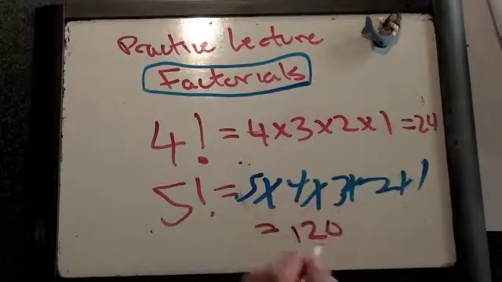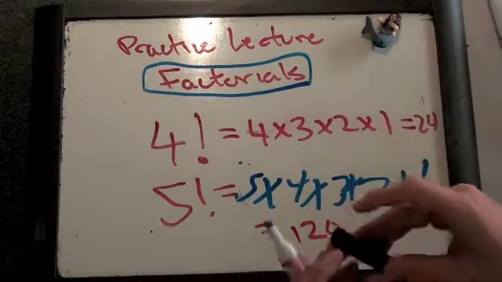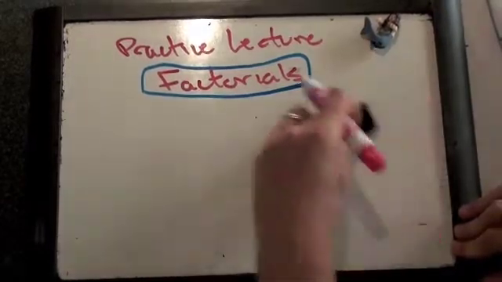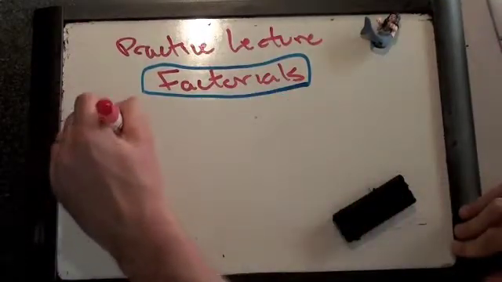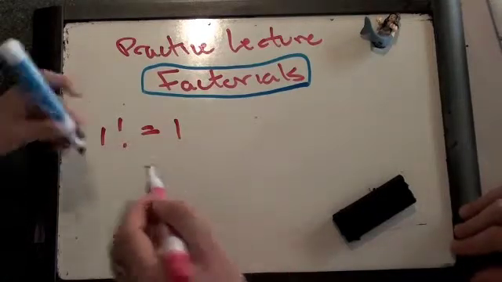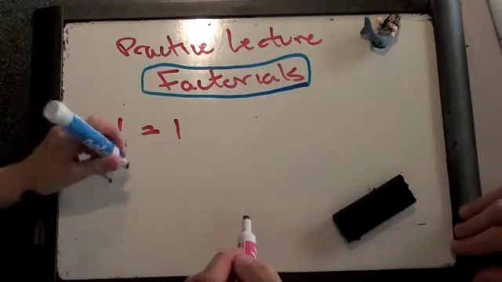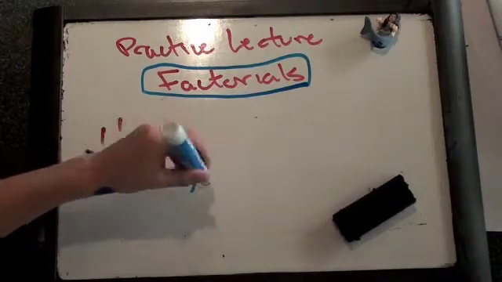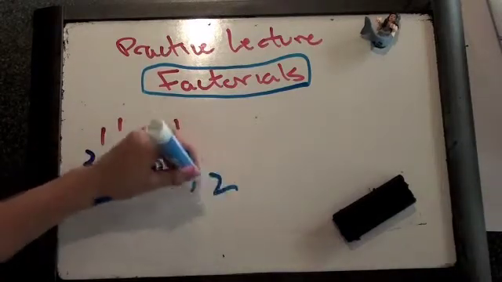It's a big number. That's the thing about factorials. The numbers get big really fast. So let's make a little list. 1 factorial is just 1. 2 factorial equals 2 times 1, which is just 2.